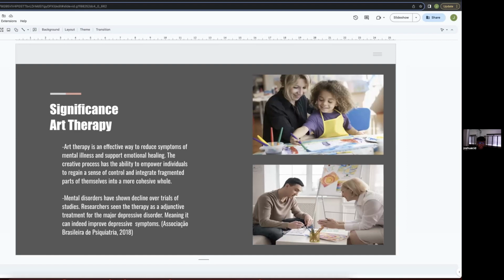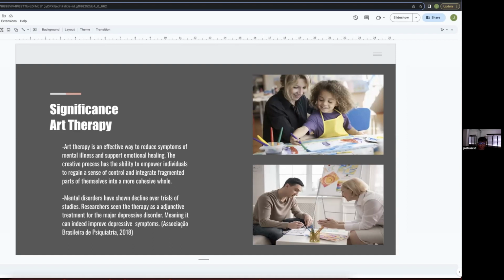All right, now as for the significance of the art therapy portion, as per research, basically restating from earlier, art therapy is an effective way to reduce symptoms of mental illness and support emotional healing for individuals. The creative process also has the ability to empower individuals to regain a sense of control and integrate fragmented parts of themselves into a more cohesive whole.